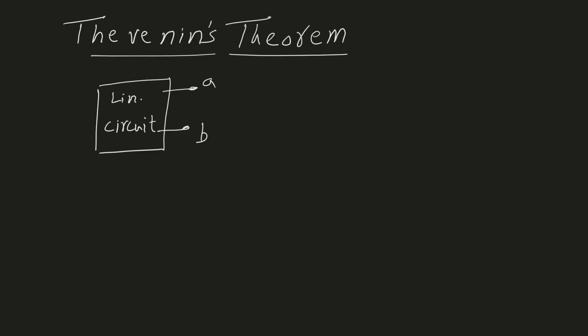Now this circuit can be quite complex. It can have many sources, many resistors, independent, dependent sources. But we can represent it with a very simple circuit, which is just a voltage source and a resistor in series. So these are the two terminals, A and B. The resistor in series is called Thevenin resistor, or RTH, and the voltage source is called VTH. So any linear circuit can be represented by a single voltage source and a resistor.